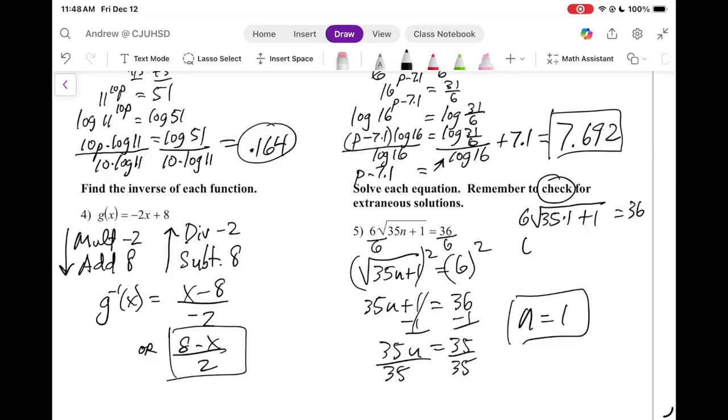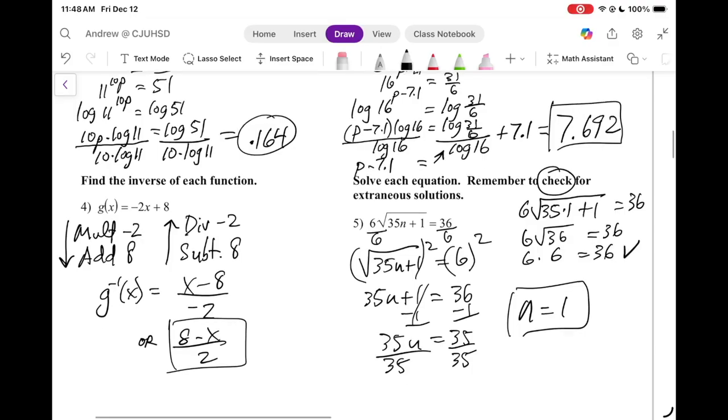Usually you get an extraneous solution when the root equals a negative number, and you end up squaring that negative number, it turns it positive. But a square root, for example, can never equal a negative number. This one works.